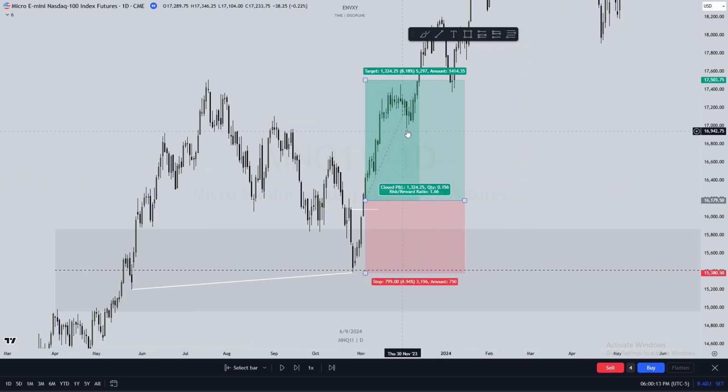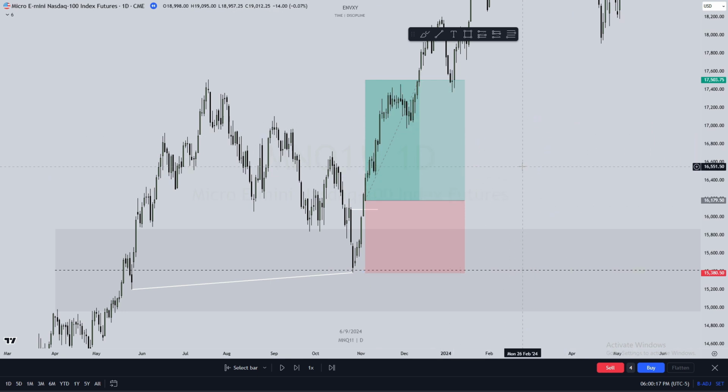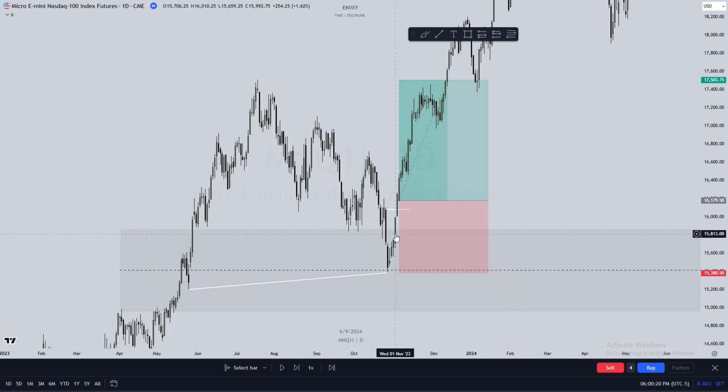And so this is how all PD arrays are aligned with their respective time frame, and this is how you can correctly align your time frames in order to get the best entries and to not get stopped out before the price runs up without you.